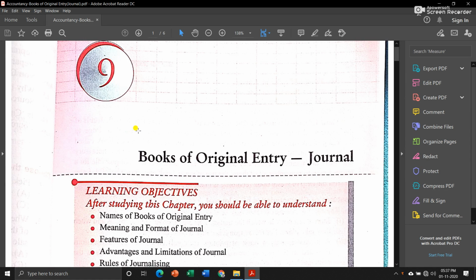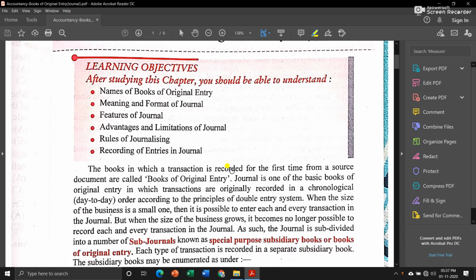Hello everyone, today we will start books of original entry, that is journal. In today's session we will be discussing the theory part of journal, and from our next session we will start solving journal entries. Now first let us see what is journal.